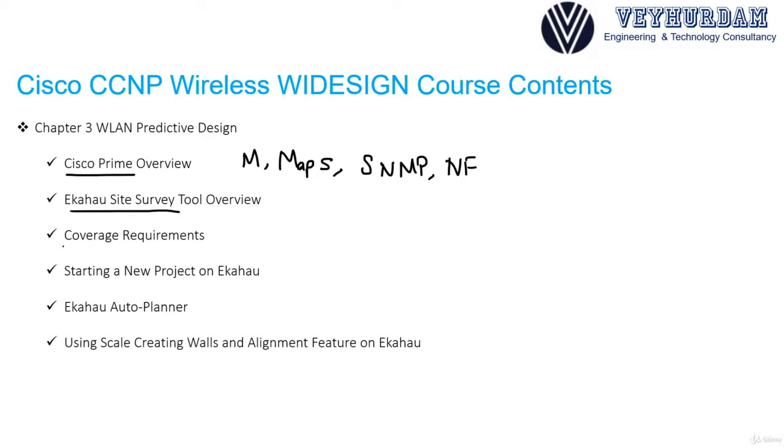You will also go over the coverage requirements and what are different coverage requirements for different designs and for different plans. And then we will start a new project on Ekahau. How can we start a new project and what are the configuration parameters that we need to be aware of? As this is all about predictive design, we will not focus on Ekahau site survey, but we will understand the predictive site survey, which will be called Ekahau Auto Planner.